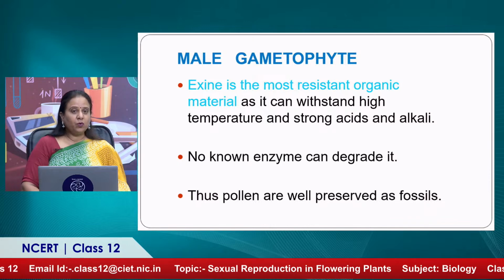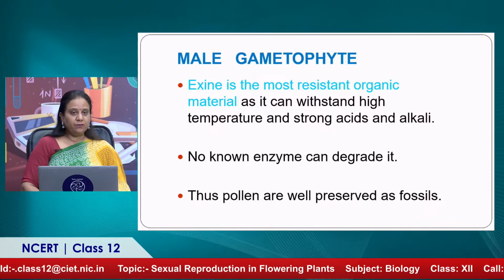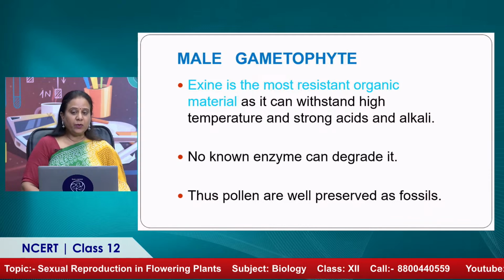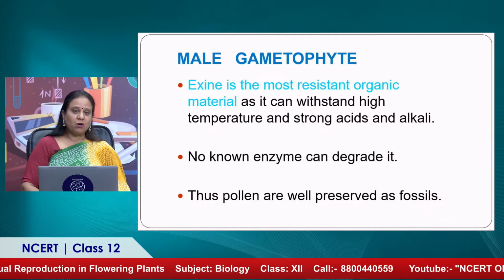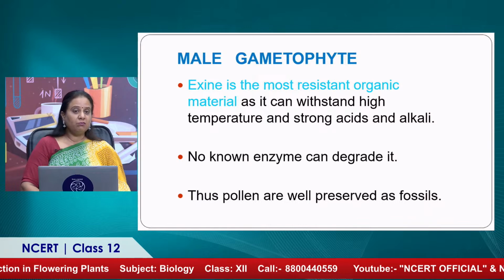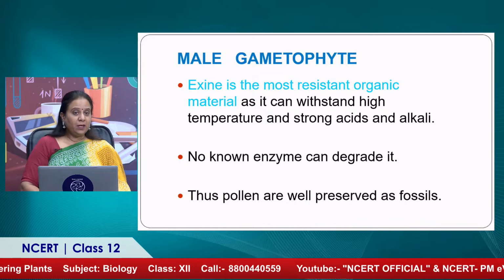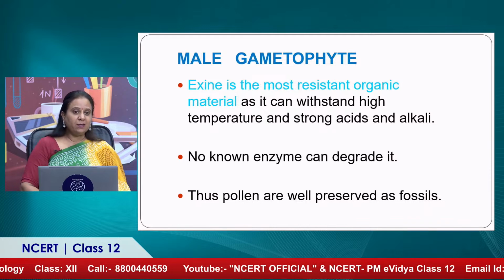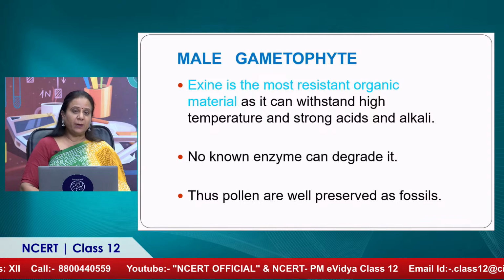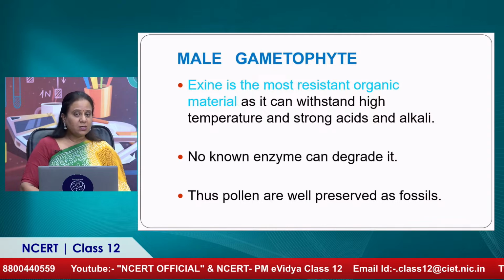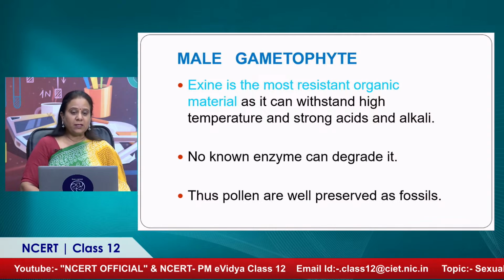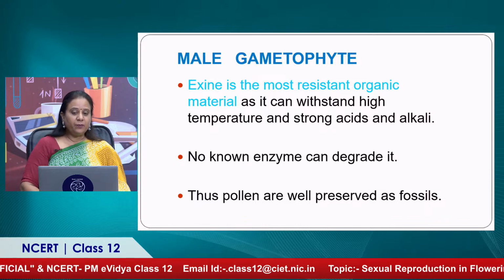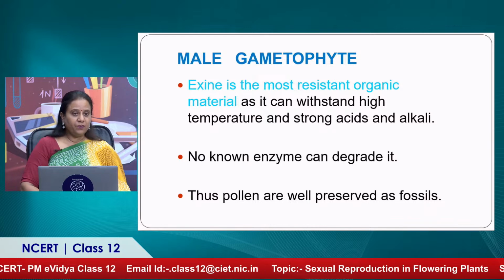Exine is the most resistant organic material. As I said earlier, this is the hardest layer, and it can withstand high temperature and strong acids and alkalis. Means no enzyme or strong acid or strong alkali, meaning base, is capable of dissolving it. This is a very resistant layer, and as the slide says, no known enzyme can degrade it. So the pollens are well preserved as fossils.